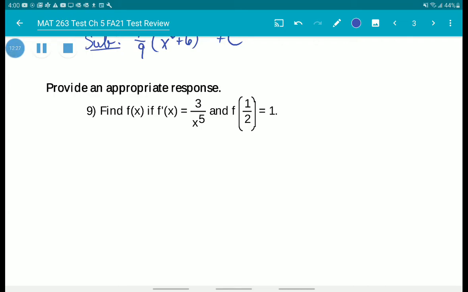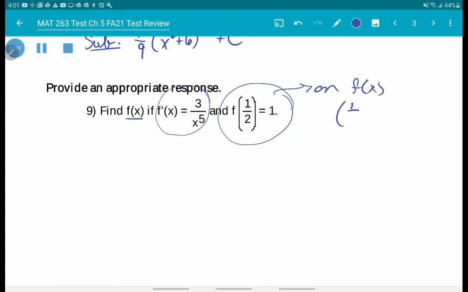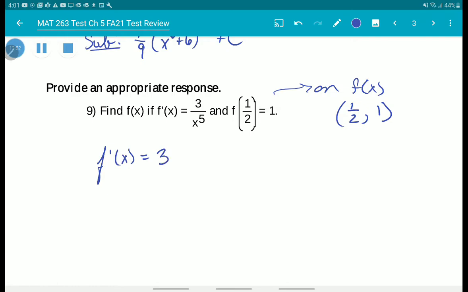Okay, let's look at 9. They're asking us to find f of x given a derivative, and notice this point is on f of x. So that corresponds to an x value of 1/2 and a y value of 1. That gives us that initial condition so we can find c. So we have the derivative here, f prime of x. That's going to be equal to 3x to the 5th.